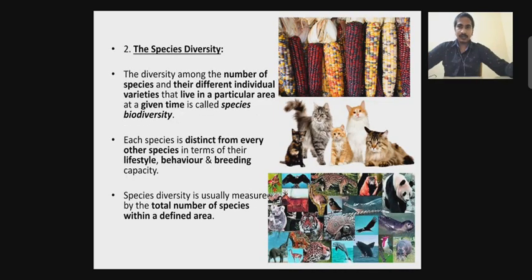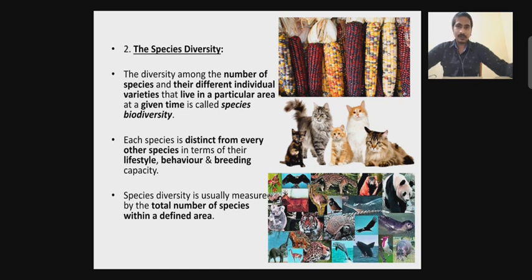The species diversity, that is diversity among the species. The diversity among the number of species and their different individual varieties that live in a particular area at a given time is called species biodiversity. Each species is distinct from every other species, isn't it? Like we human beings are different from the dog species, from the cat species, from the maize species. So each of us is of a different species, and our lifestyle, behavior, breeding capacity, etc. are all different, right? So species diversity is usually measured by the total number of species within a defined area.